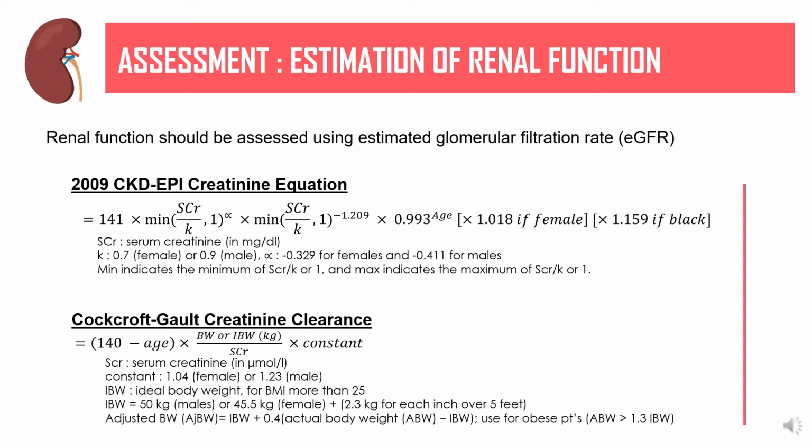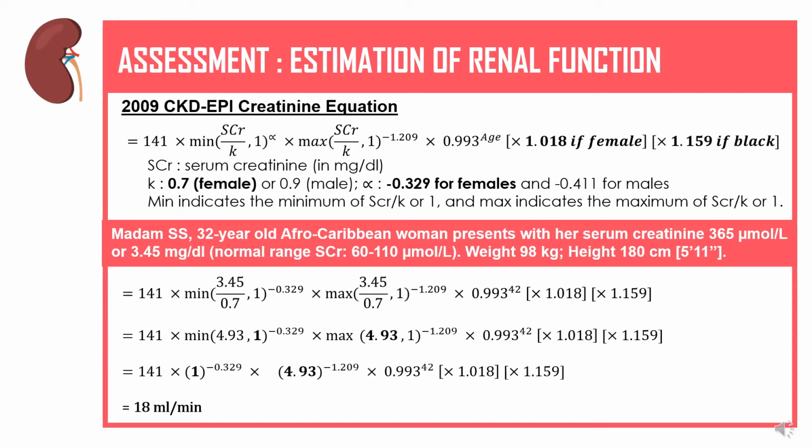Let's see how to use this formula. For the 2009 CKD-EPI creatinine equation, first of all, we need to calculate the serum creatinine divided by the K constant value. From the case study, we can see that Madam SS's serum creatinine value in milligram per dL was 3.45 divided by 0.7. The answer should be 4.93. This 4.93 will be put in the equation to choose the minimum value and maximum value compared to 1.